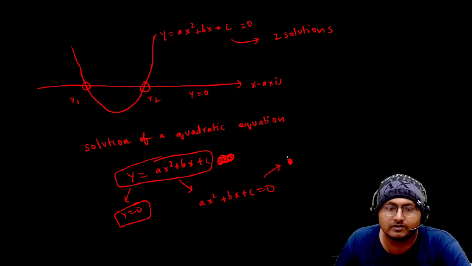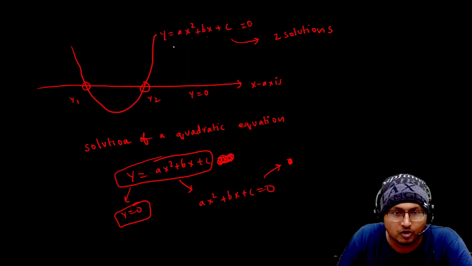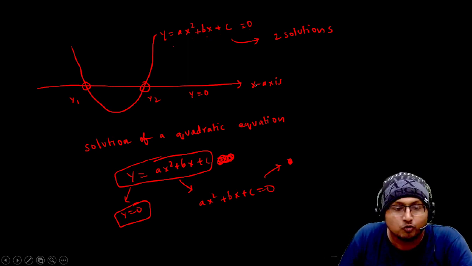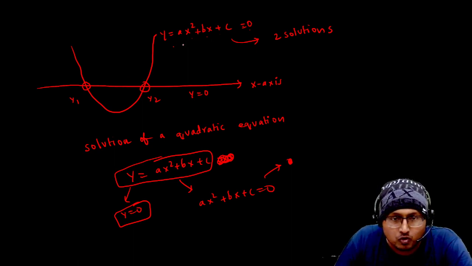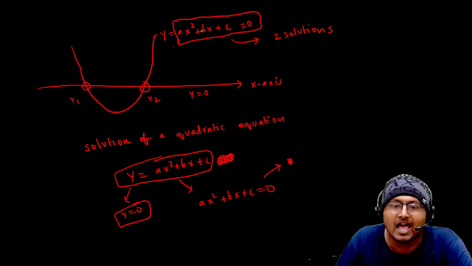How many solutions will we get? This is an equation or polynomial where this curve is touching the x-axis. 2 points we are getting, 2 points where the curve is touching the x-axis. Hence, the quadratic equation ax square plus bx plus c equal to 0 has two solutions, because there are 2 points in the graph.